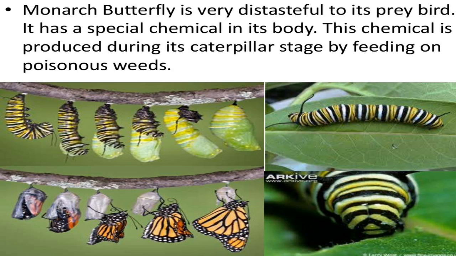Monarch butterfly is very distasteful to its predator bird. It has a special chemical in the body. This chemical is produced during the caterpillar stage by feeding on poisonous weeds.